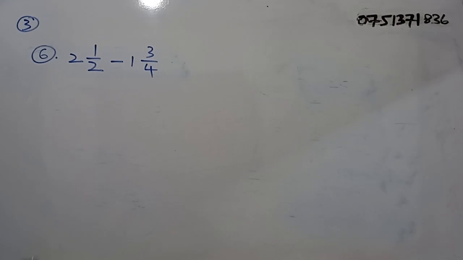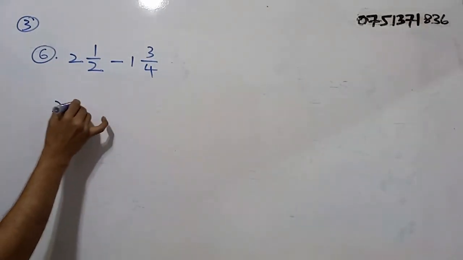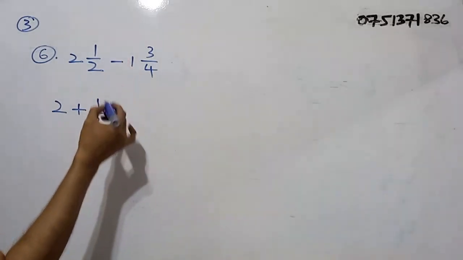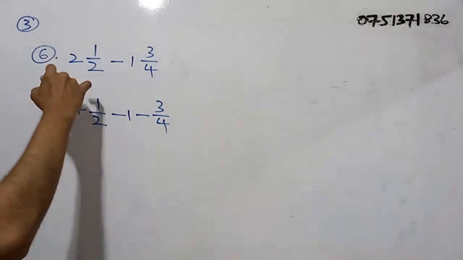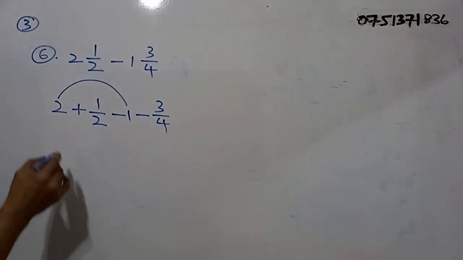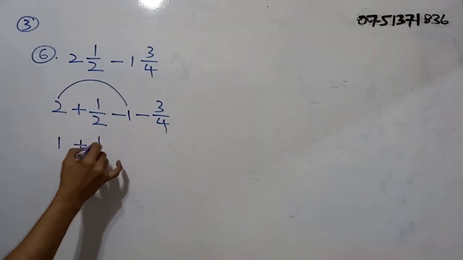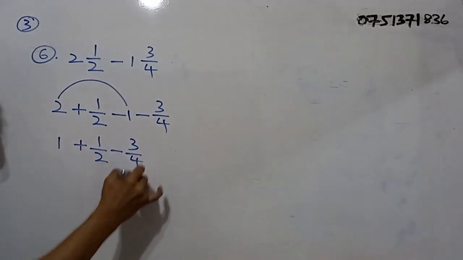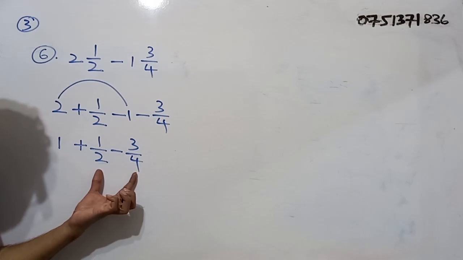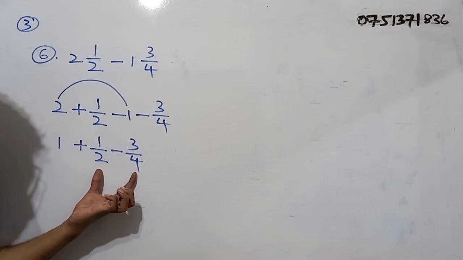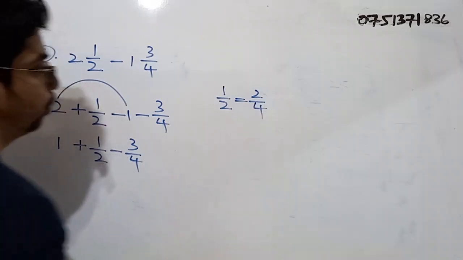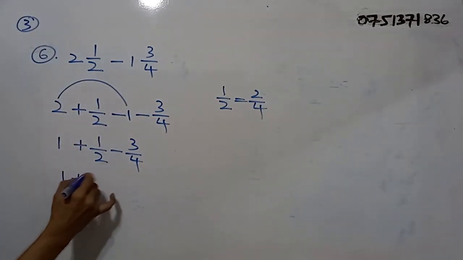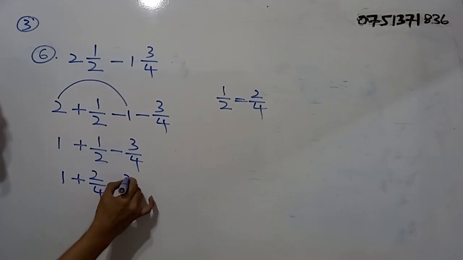Okay, question number 6. So I will write the first fraction as 2 plus 1 half and the second fraction as minus 1 minus 3 by 4. Then I can simplify these two whole number parts. So the outcome will be 1 plus 1 half minus 3 by 4. So we will have to simplify these two fractions, right? So the least common denominator or the common denominator will be what? 4, right? So 1 half is equal to what? 2 by 4. So I can rewrite this as what? 1 plus 2 by 4 minus 3 by 4.